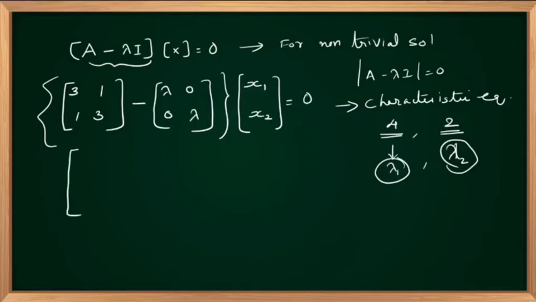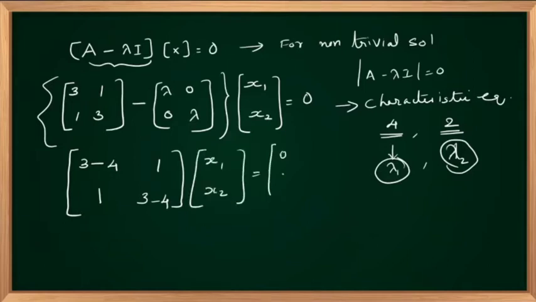It means I'll have 3 minus lambda. I want to find the eigenvector corresponding to lambda 1, so I put lambda 1 equal to 4. So 3 minus 4, 1 minus 0 that is 1, 1 minus 0 that is 1, and 3 minus lambda 1, again 3 minus 4, correct? Into h1, h2, and that is equal to the column 0, 0. So this will give minus 1, 1, 1, minus 1, into h1, h2 equal to 0.